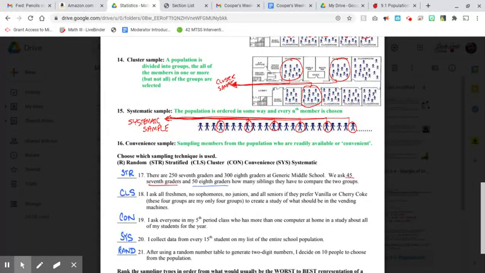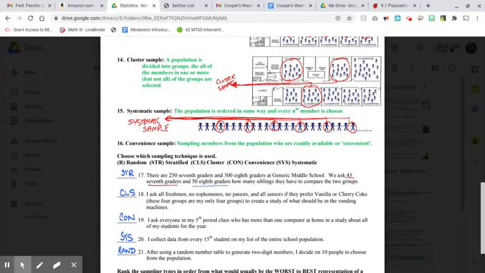Number 18, I ask all freshmen, no sophomores, no juniors, and then all seniors if they prefer vanilla or cherry Coke. These 4 groups are my only 4 groups to create a study of what should be in the vending machines. That is a cluster sample. So I split them up into groups, freshmen, sophomore, junior, seniors, and then I've chosen some of those groups. In this case, I chose freshmen and seniors and selected all of those to be in my sample.